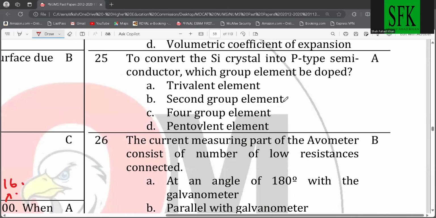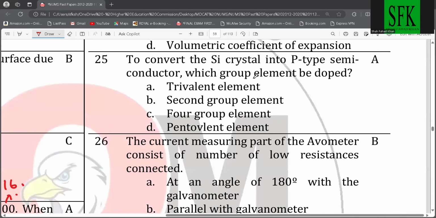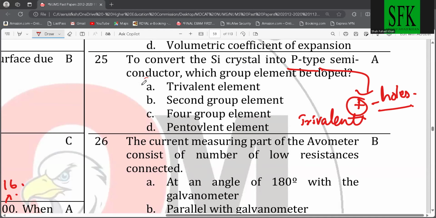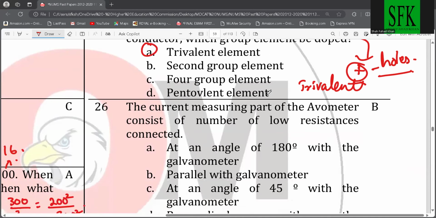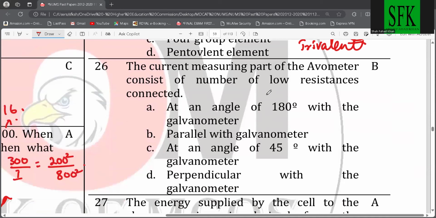Okay, alpha. Then to convert the silicon crystals into p-type semiconductors, which group must be doped? So now p-type means phosphorus type. It's positive type, sorry, not phosphorus type. Positive types are the ones that have holes in them. Holes means trivalent. Trivalent impurity needs to be added. Trivalent, there you go. Not pentavalent.